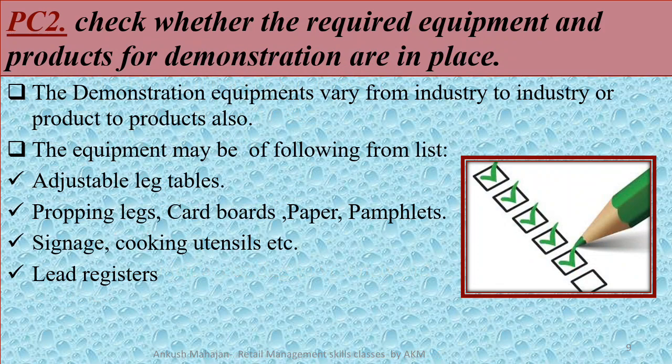Now PC2, check whether the required equipment and products for demonstration are in place. Before demonstration, the equipment varies from industry to industry or product to product. So equipment may be from the following list: adjustable legs table, propping legs, cardboards, paper, pamphlets, signages, cooking utensils, etc. Lead register. These are the important equipment which one requires during the demonstration, but it varies from industry to industry or product to product. So there should be a checklist beforehand before we start product demonstration.